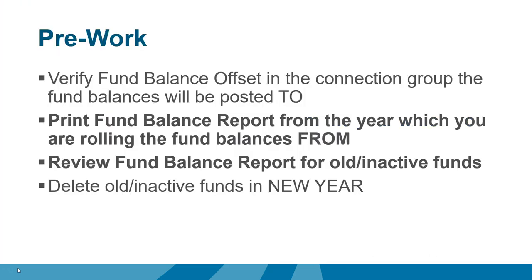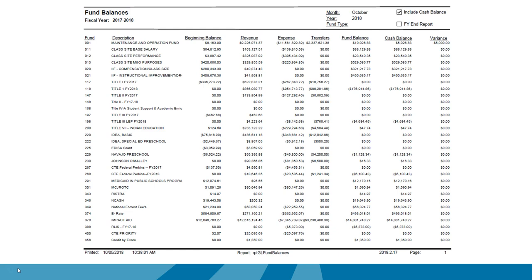Next, we're going to print the fund balance from the year in which we're rolling the fund balances from. So this is considered your old year. So the year in which we just closed out, we want to print our fund balance report. And we want to be able to review this fund balance report to identify if there are any funds that we may not want to roll over into the new year.